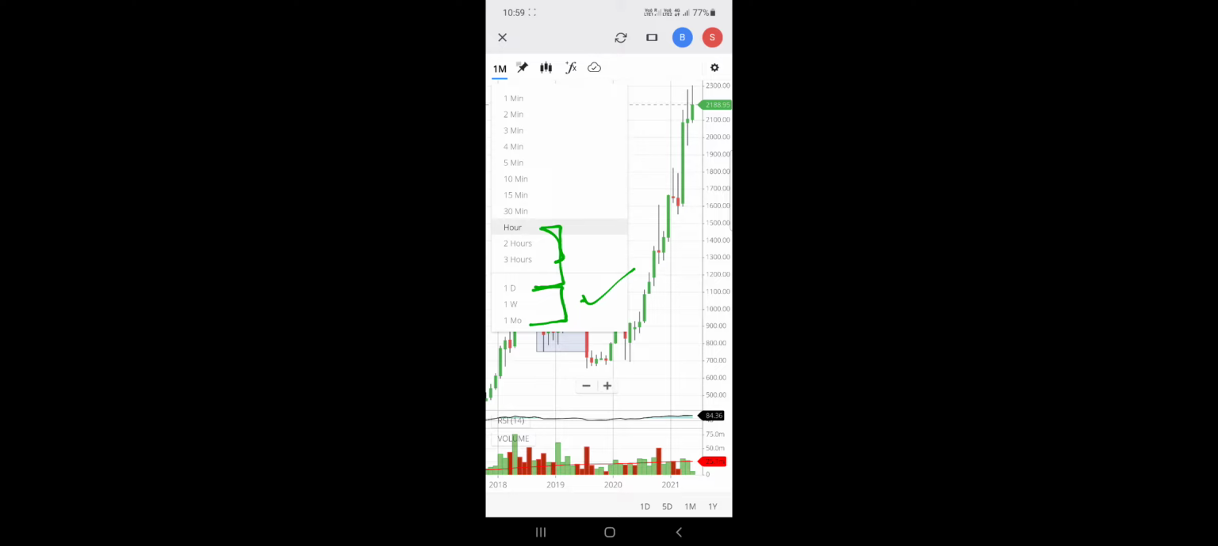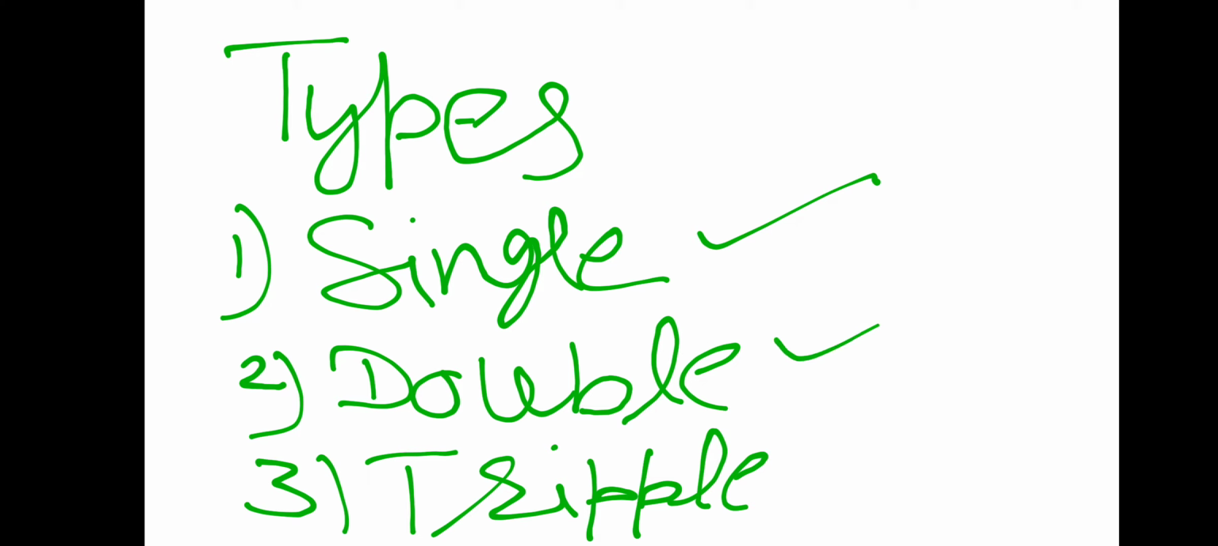So we will discuss the types of candlesticks. There are mainly 3 types of candlestick. One is a single candlestick, another is a double candlestick, and the last one is a triple candlestick. And from the combination of these candlesticks, we find many different candlestick chart patterns. So let us discuss each of them one by one.